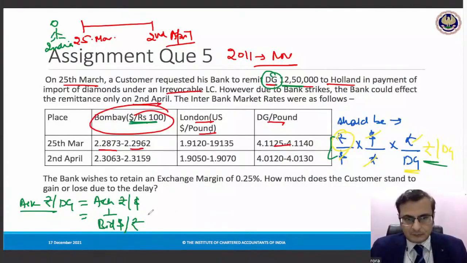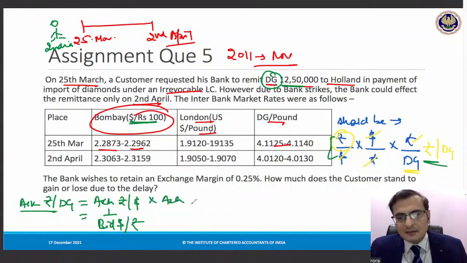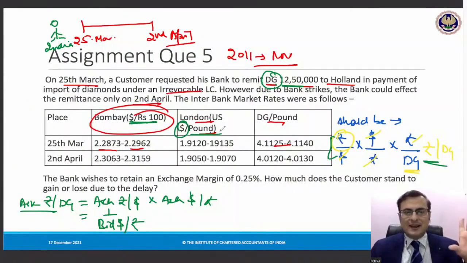Fine. Then what do I need? I need ask, dollar per pound. Is it given? Yes, sir, it is given. Dollar per pound. Fine. Great.